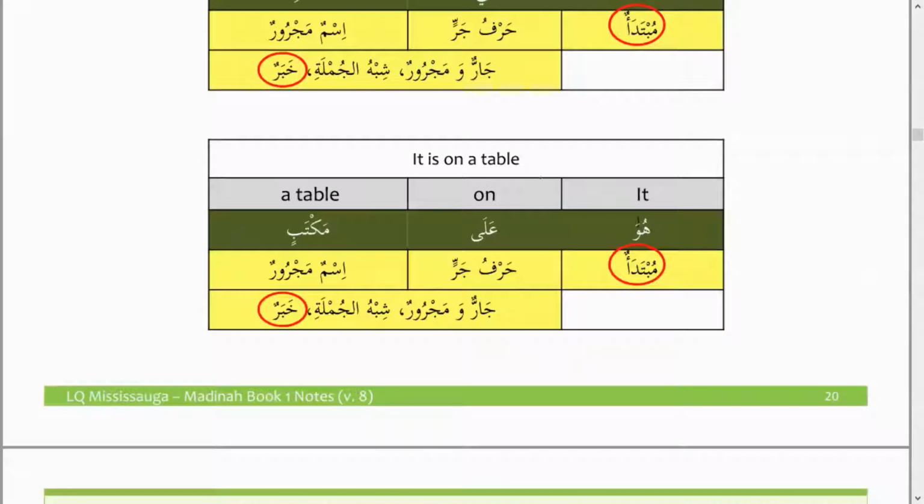We'll look into it. Similarly, huwa ala al-maktabi. It is on a table. Huwa is the mubtada, the subject. Ala is harfu jar, right? And this is ism majrur, like above. And they both form again jarun majrurun shibul jumla khabar. I hope you understand, inshallah. Right? It is on a table. Jarun majrurun shibul jumla khabar. Inshallah, we'll try to understand this when we find more sentences, inshallah ta'ala.